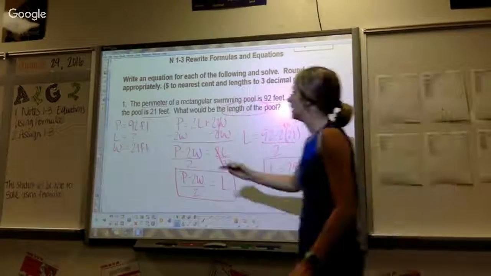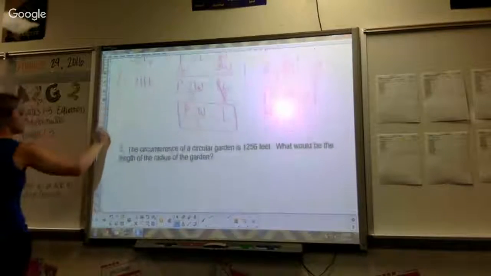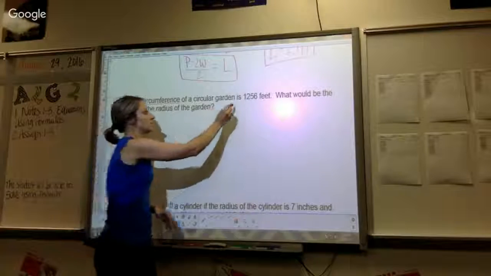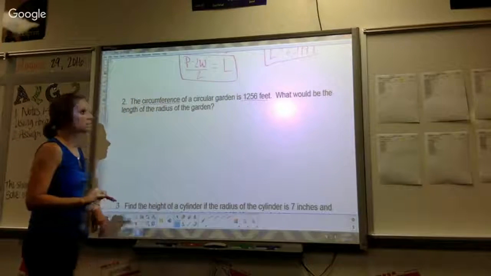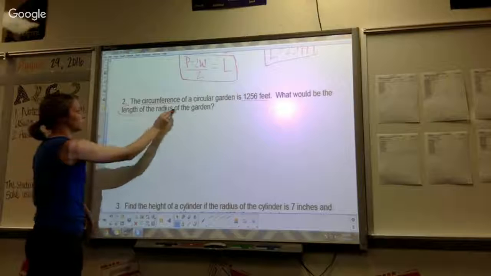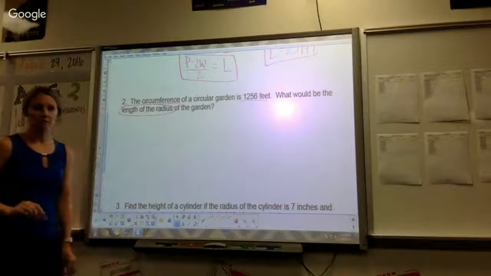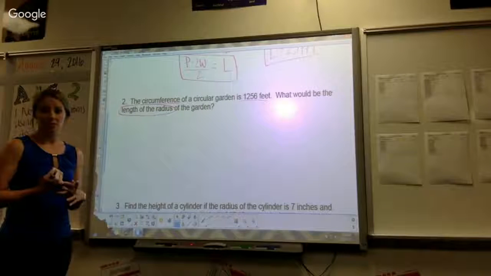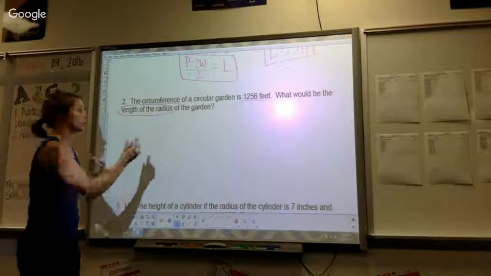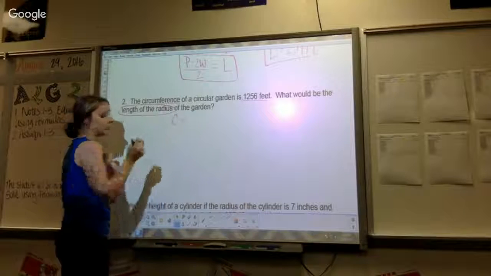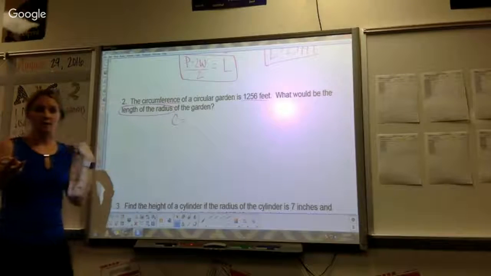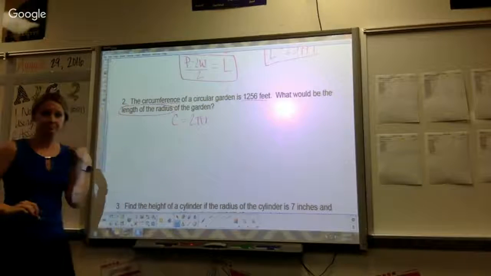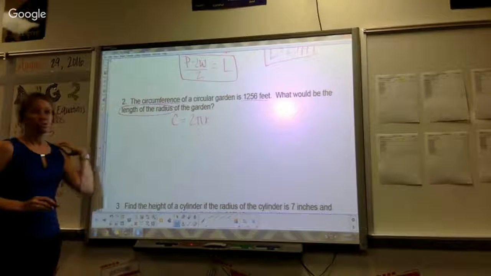Okay. All right, let's look at 2. The circumference of a circular garden is 1,256 feet. What would be the length of the radius is what we're trying to find. Okay, so formula, you have circumference, and you're talking about your radius. So the only formula we have is circumference. So look at your formula chart. Circumference, there's 2 formulas. We want the one that has the radius in it. So 2 pi r. And we're wanting to solve for the radius.